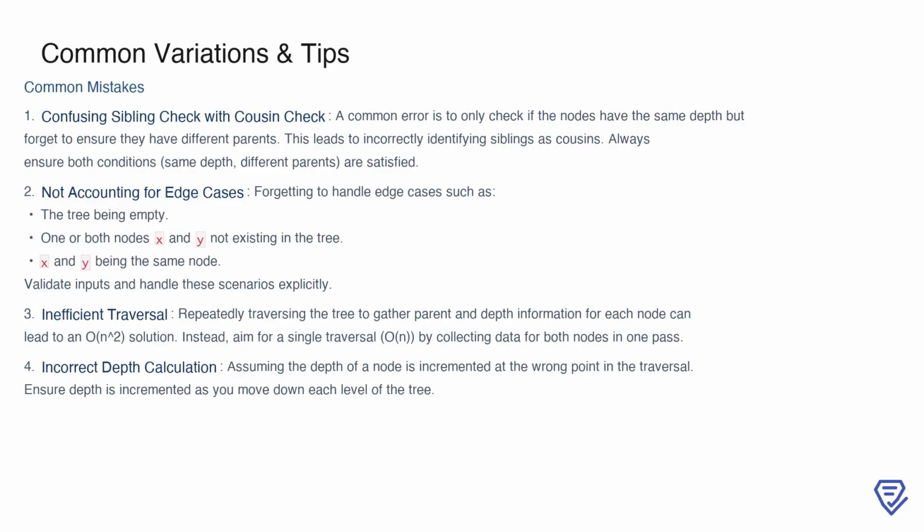Additionally, inefficient traversal is a frequent issue. If you're traversing the tree multiple times to gather parent and depth information, you could end up with an O(n²) solution. Instead, aim for a single traversal with O(n) complexity by collecting data for both nodes in one pass. Finally, ensure your depth calculation is accurate by incrementing the depth only as you move down each level of the tree. Misplacing this step can lead to incorrect results.